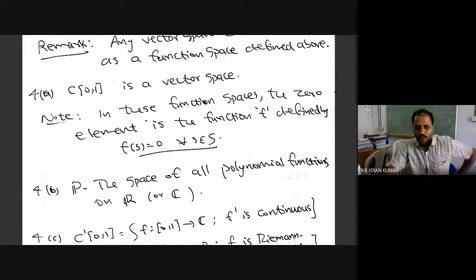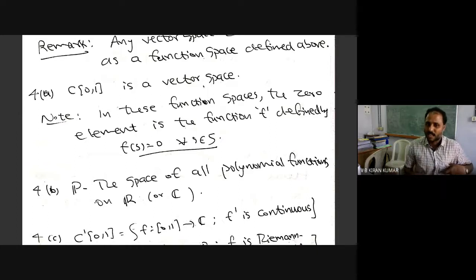Now some subspace of this, say C[0,1]. This is a vector space, right? C[0,1] is a vector space because if f and g are continuous, then f plus g is also continuous. Similarly, alpha f is continuous and so on. Now, what is the zero here in C[0,1]? Can you tell me what is the zero here?